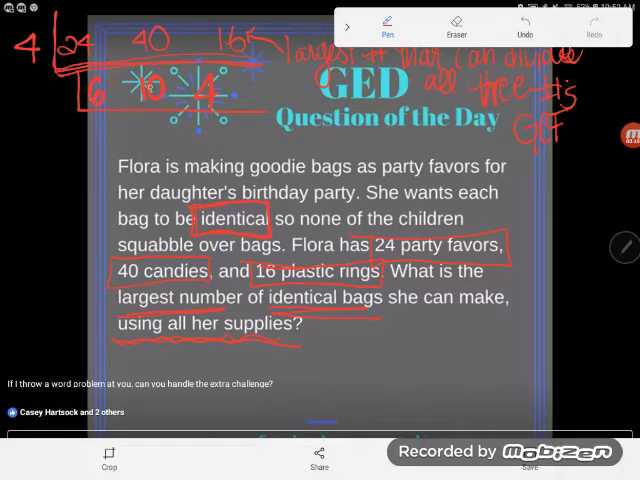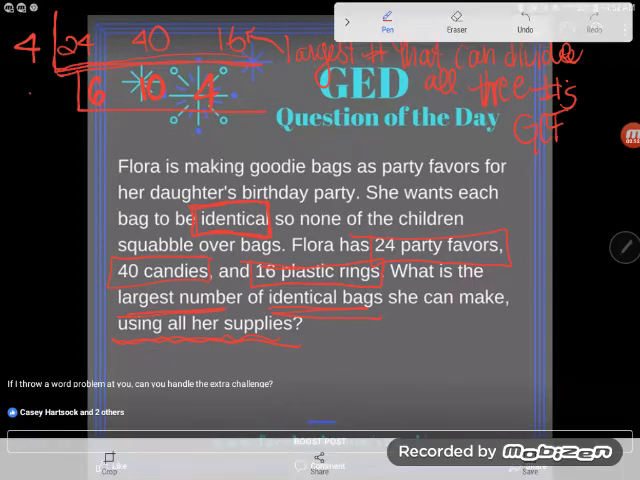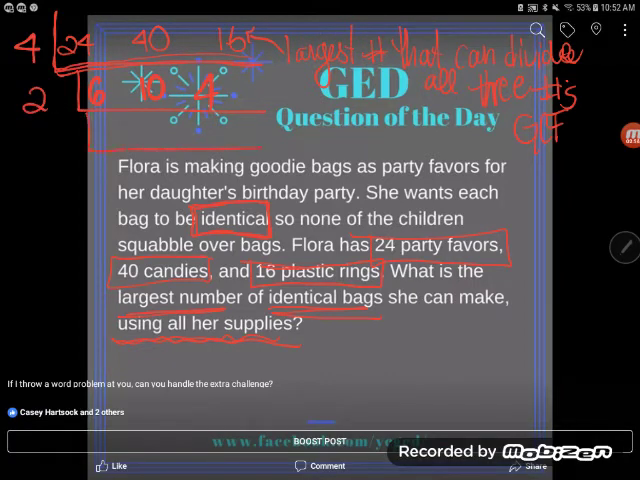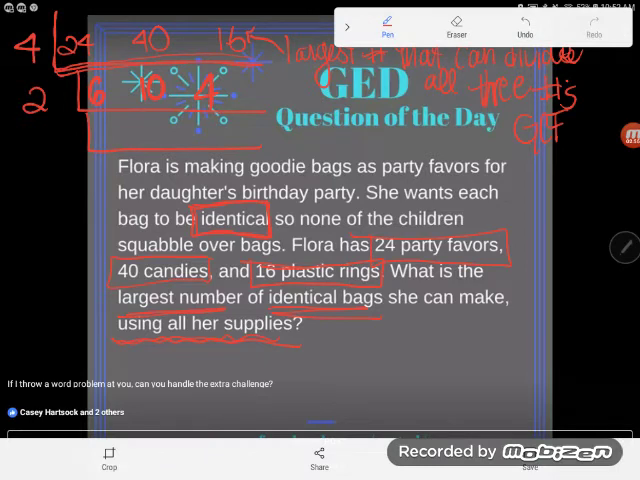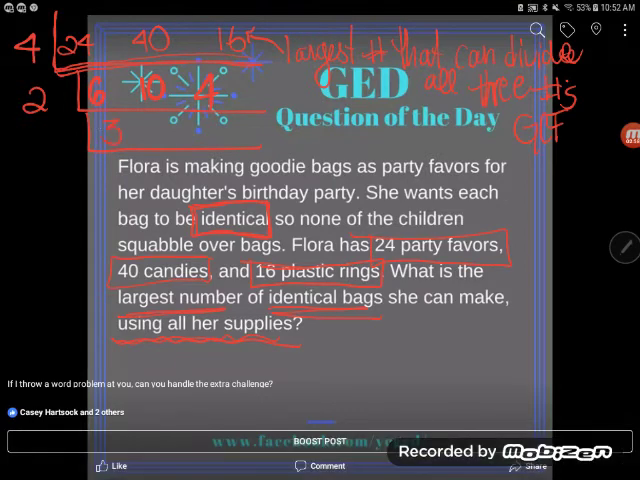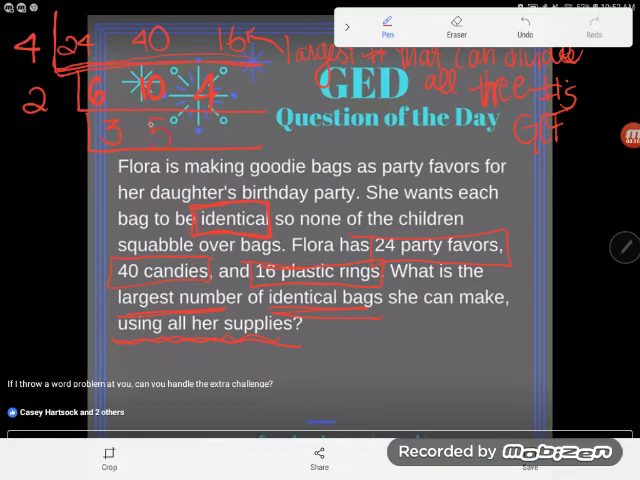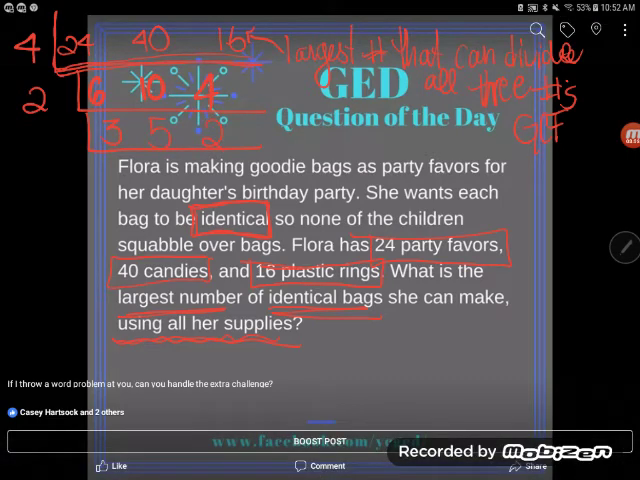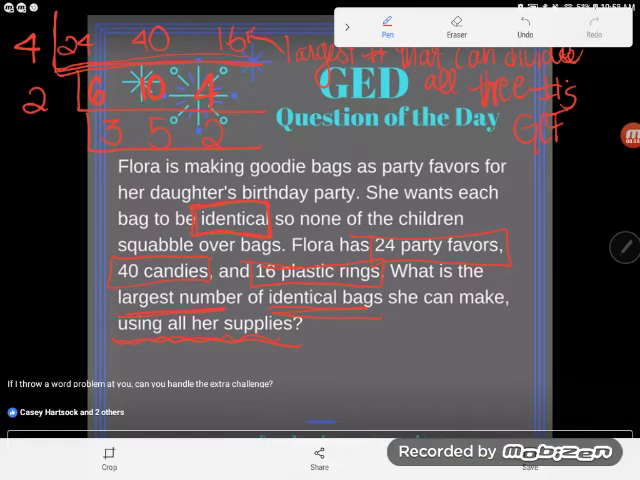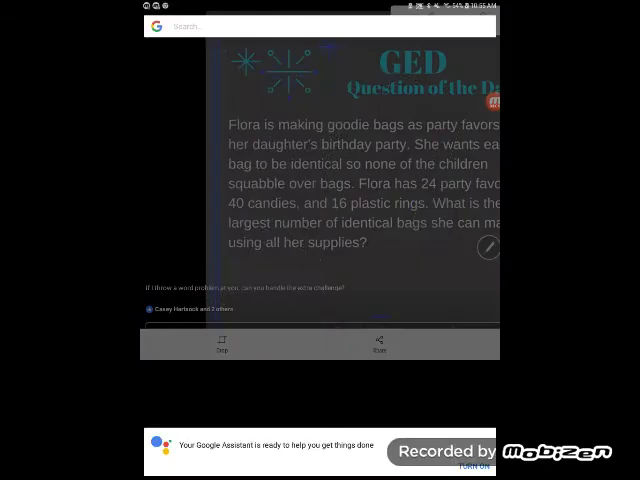Well, one thing I noticed about 6, 10, and 4 is they're all even, so they must all be divisible by 2. They're all in the 2 times tables. Let's divide them all by 2. 6 divided by 2 is 3, 10 divided by 2 is 5, and 4 divided by 2 is 2. Now examine the numbers we have left. 3, 5, and 2.